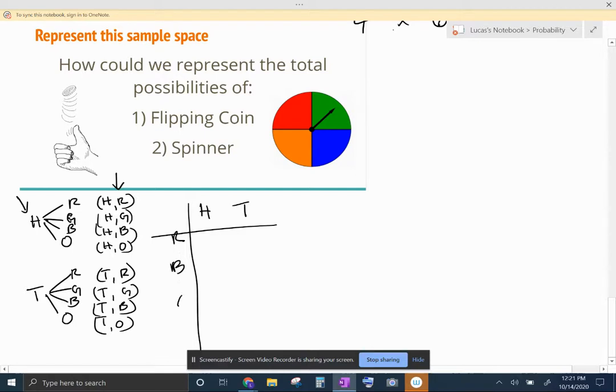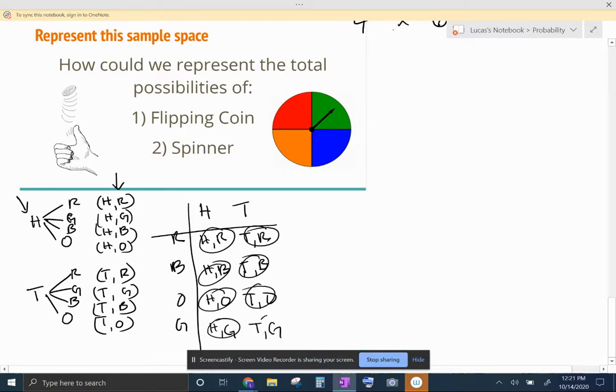Red, blue, orange, green. And so I could do a heads red, a tails red, a heads blue, a tails blue. I can also get a heads orange or tails orange, or I can get a heads green or tails green. Okay. Notice that there's 1, 2, 3, 4, 5, 6, 7, 8. 1, 2, 3, 4, 5, 6, 7, 8. All of these are representing the same situation. The total possible outcomes if I flip a coin first and I spin a spinner second.